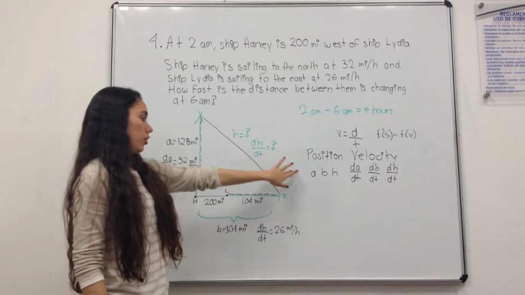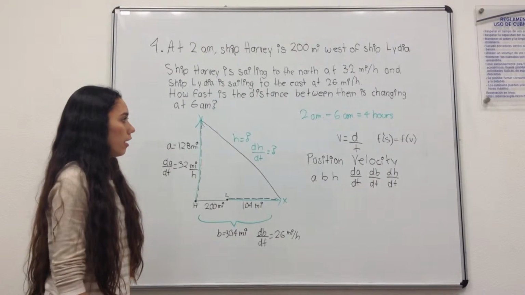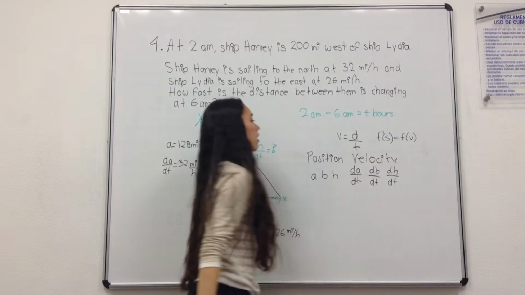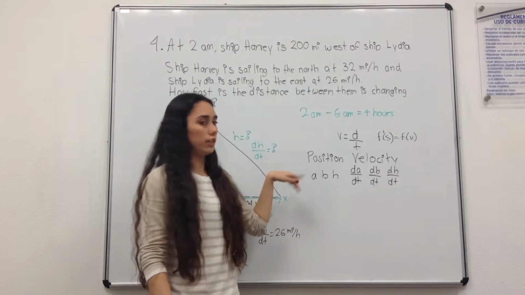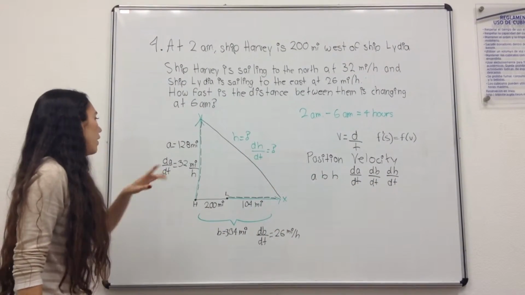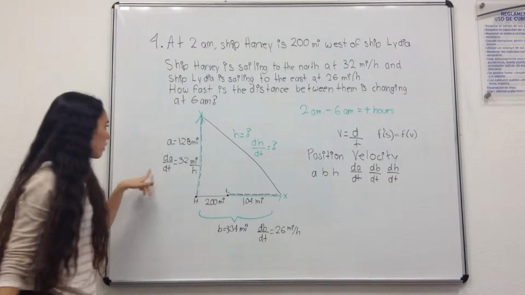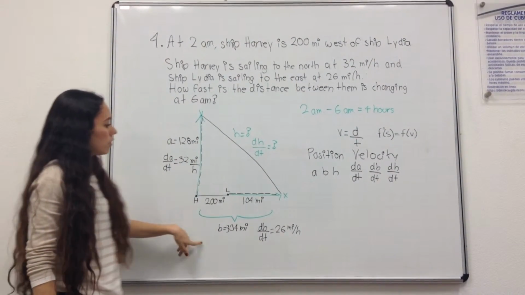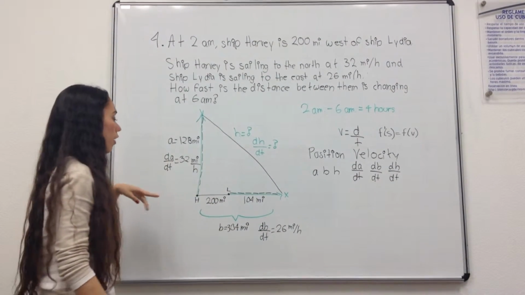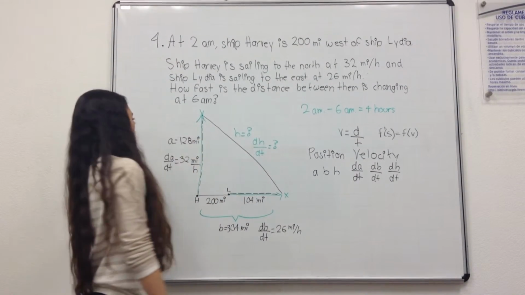So we get our positions that are A, B, and H, and we get the derivative of position, that is velocity. So that's where we get dA over dt, dB over dt, and dH over dt. And in our problem, we have that dA over dt is 32, dB over dt is 26, and we have to get the velocity of dH, so that's why we have the question mark.